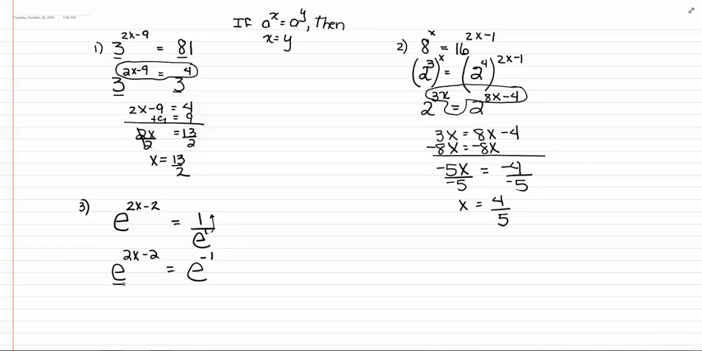And now that the bases are the same and they're both in the numerator, I can go ahead and set the powers equal to each other. So 2x minus 2 equals -1. Add 2 to both sides, and then divide by 2. And that would be your answer.